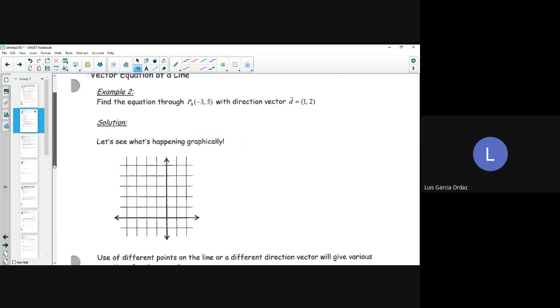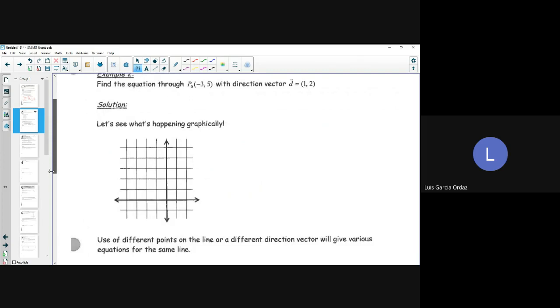So let's see what happens graphically. So my direction vector is going to be 1 and 2. So this is going to be my direction vector over here. This is my direction vector D. My P0 is going to be -3 and 5. And 3, 1, 2, 3, 4, 5. So this is going to be my P0. And this is my D.